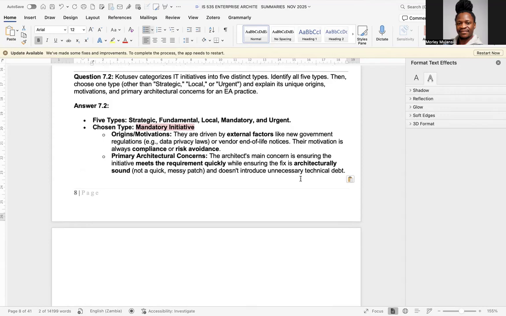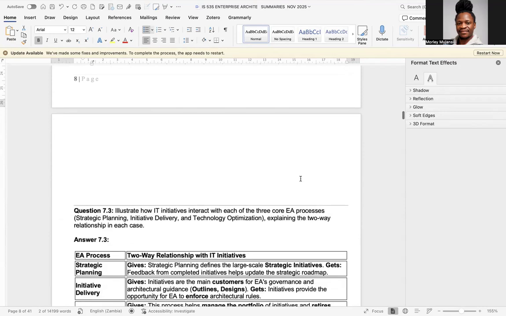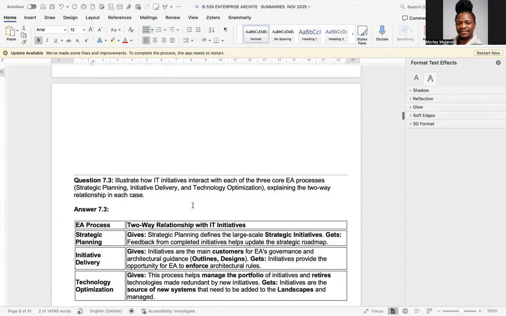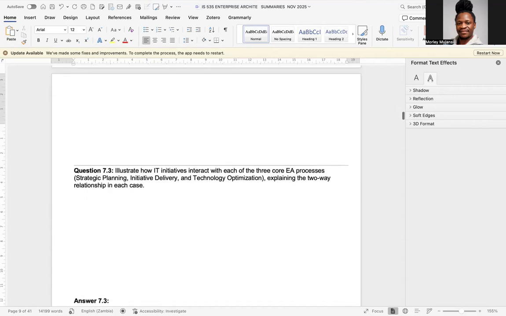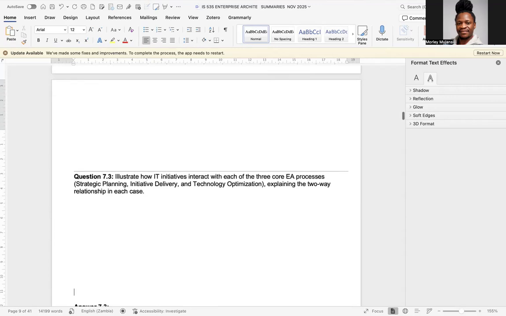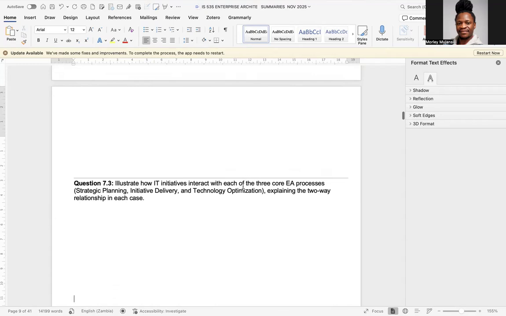All right, so we can move to the next question. And the next question really is around asking us to illustrate how IT initiatives interact with each of the three core EA processes. Okay, how do IT initiatives interact with strategic planning, initiative delivery, and technology optimization? Explaining the two-way relationship in each case.